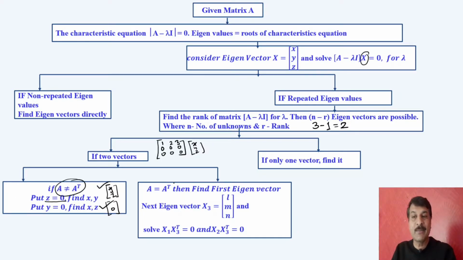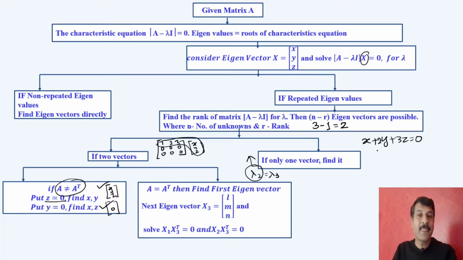But if it is symmetric, then we have to find, for example, here lambda 2 equal to lambda 3, and we will get only one equation here definitely, because rank is 1, then two eigenvectors are possible, and there I will find the first eigenvector directly. It means that by this equation I will find the first eigenvector directly. So by any, for example, here I am getting the equation x plus 2y plus 3z equal to 0.